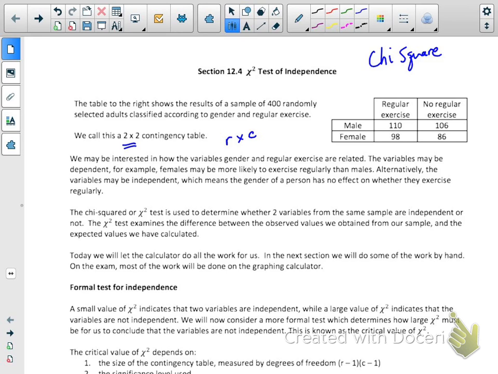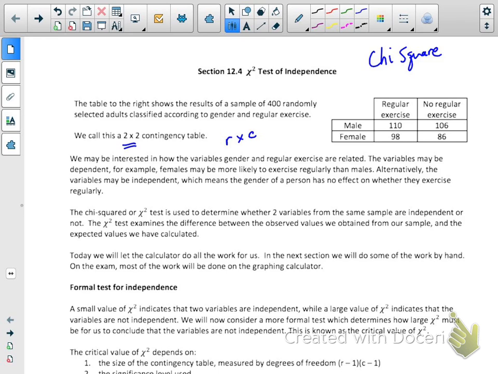So this table has to do with randomly selected adults, their gender, and whether they exercise or not. So we might want to see if the variables gender and exercise are related. They could be dependent, which we are really supposed to say not independent. So maybe females are more likely to exercise than men. Or it could be that they are independent, which means that gender doesn't matter about whether they're going to exercise regularly or not. So the chi-square test, again with the words or with the symbols, can be used to determine whether 2 variables from the sample are independent or not.